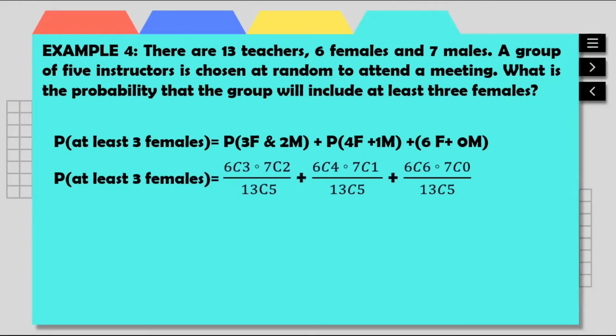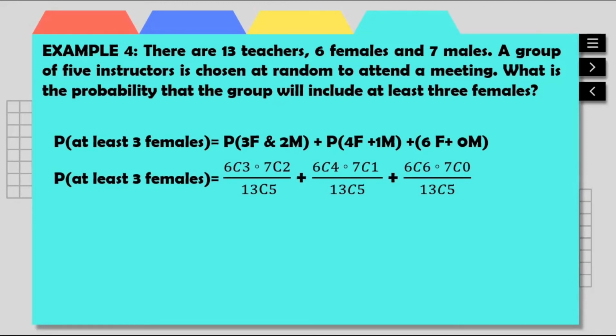The probability of at least 3 females is equal to 6C3 multiplied by 7C2, all over 13C5, plus 6C4 multiplied by 7C1, all over 13C5, plus 6C5 multiplied by 7C0, all over 13C5.